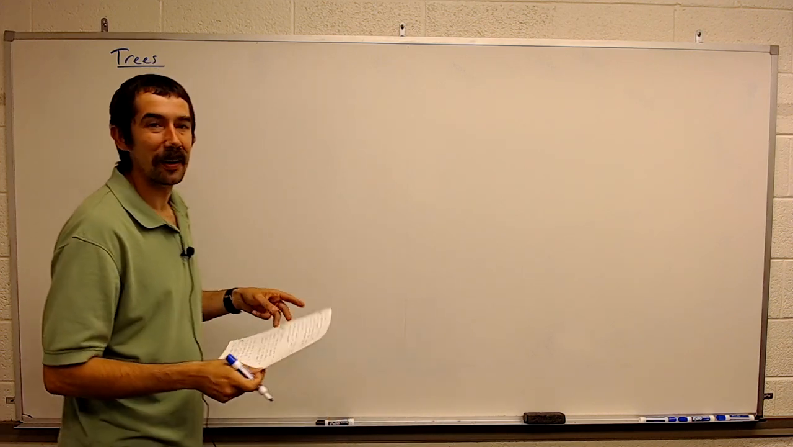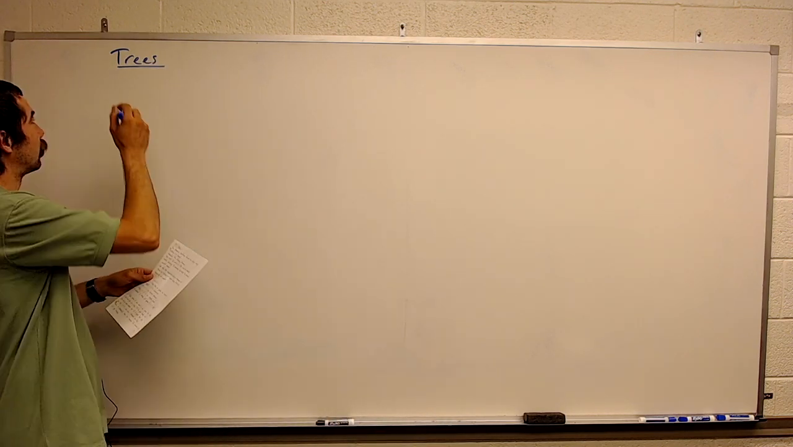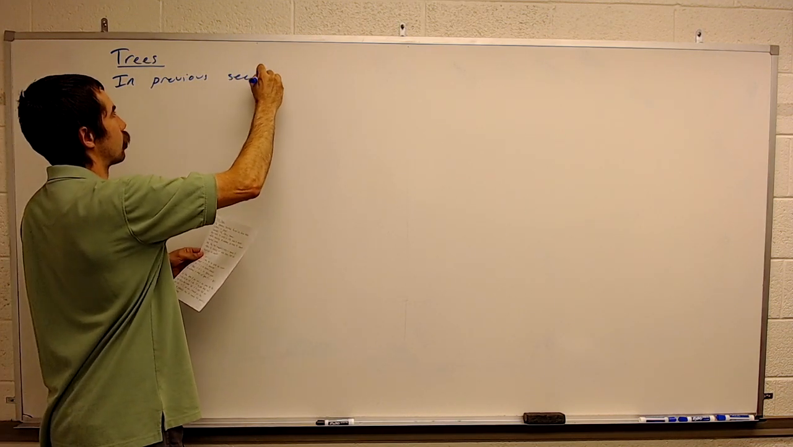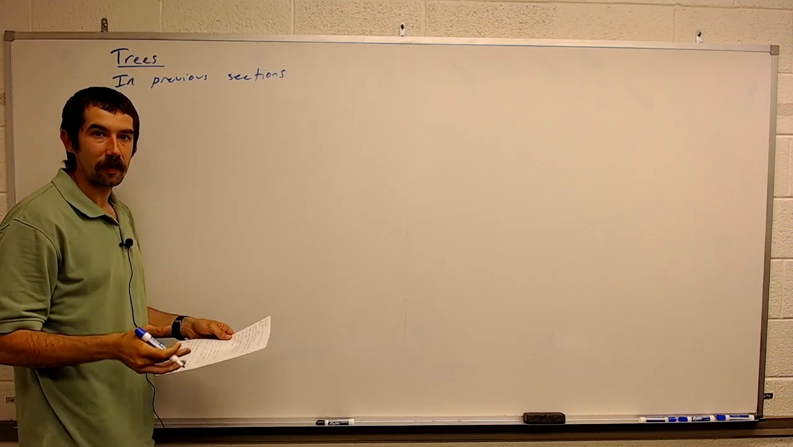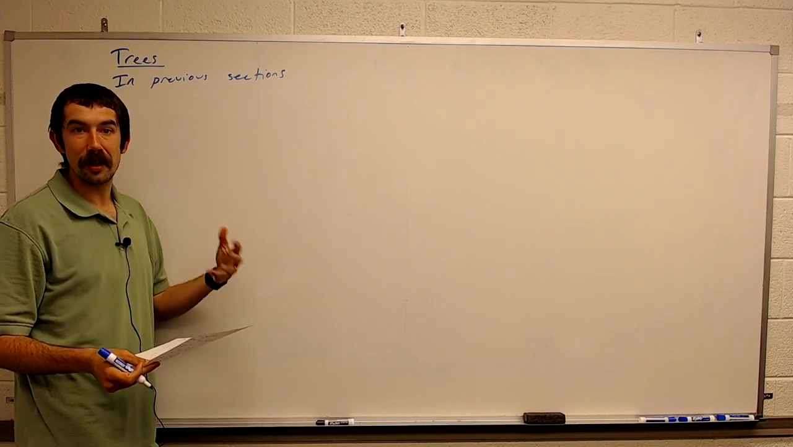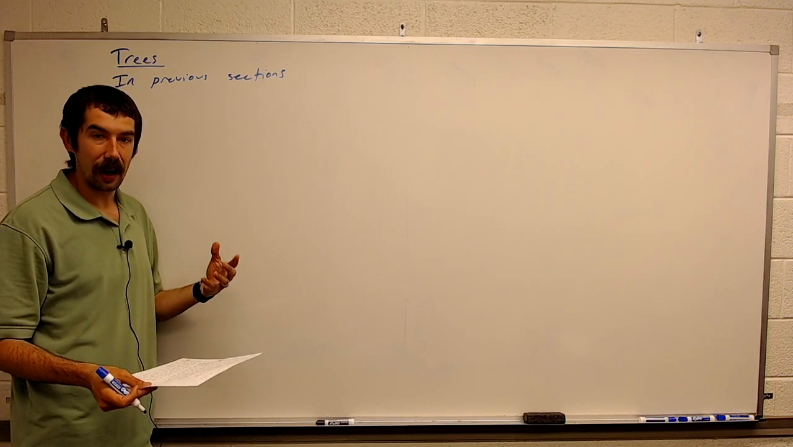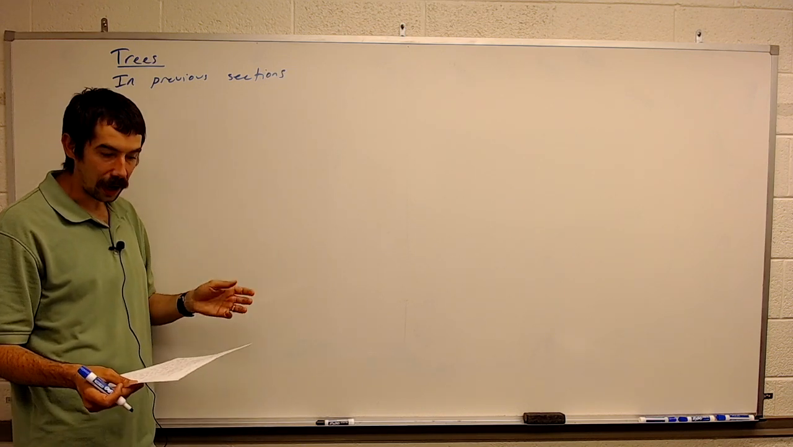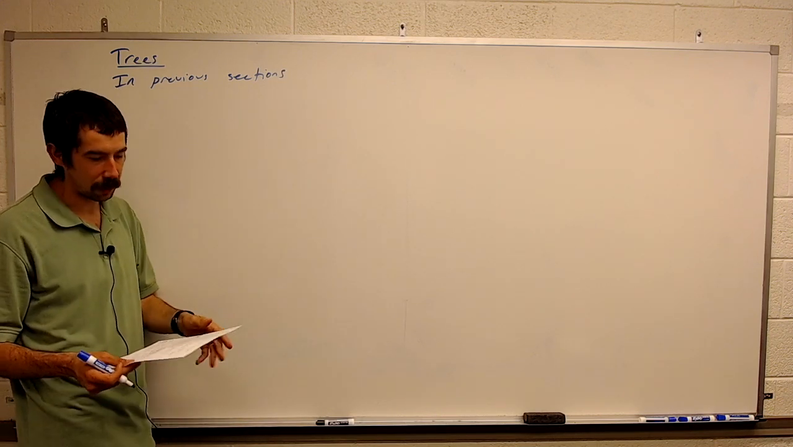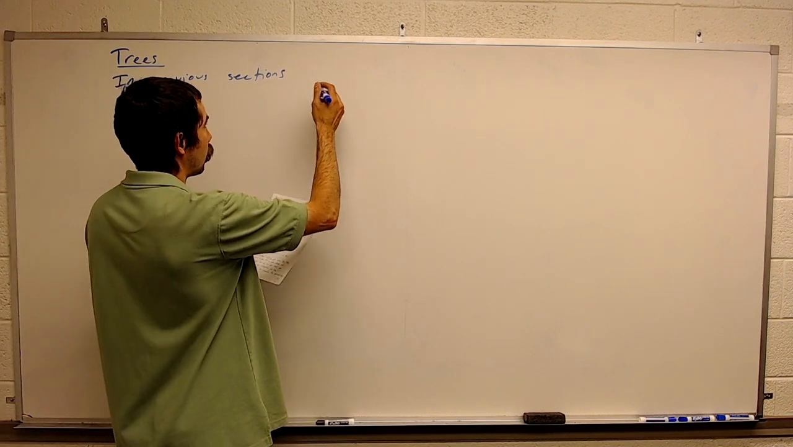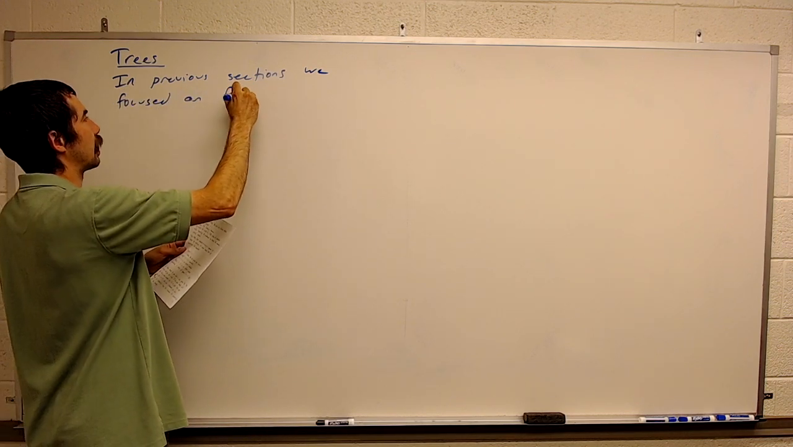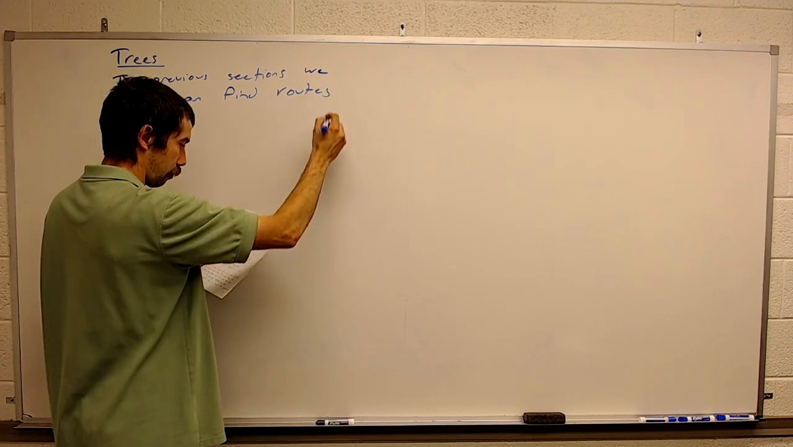Okay, so in previous sections, if you've been following along with this series, you would notice that most of the examples that we've looked at so far have involved finding routes on a graph, either visiting every edge or visiting every vertex or going from one vertex to another as quickly as possible. So in previous sections, we focused on finding routes within a graph.